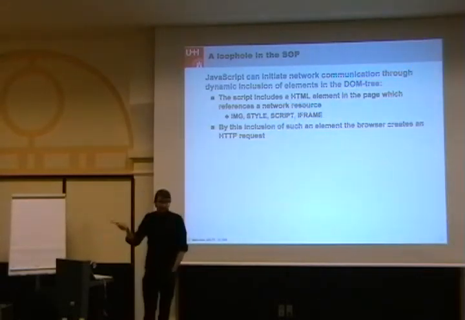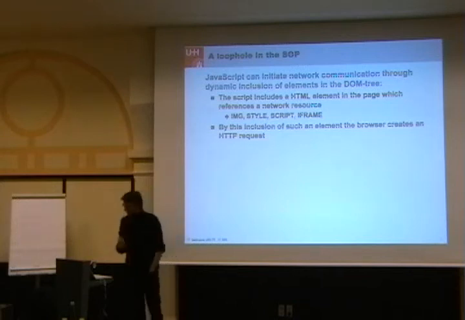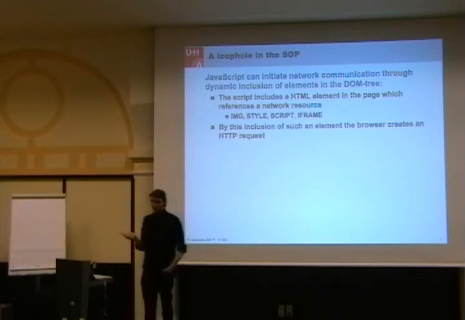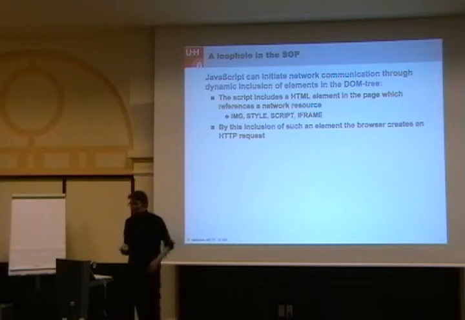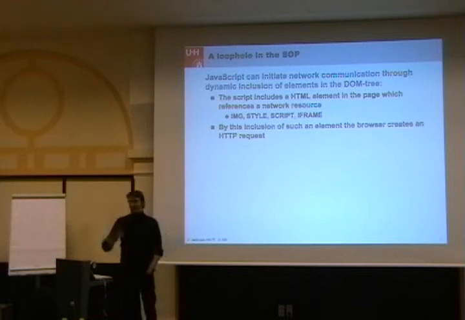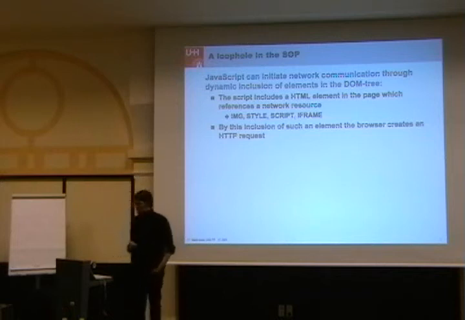There's a loophole in the same origin policy, and the loophole dates back from the very, very beginning of HTTP and HTML. We have a couple of elements in HTML that implicitly cause HTTP requests. Image, style, script, iframe. Those are all tags that reference external entities, and so if the rendering engine of the web browser encounters those entities, the web browser causes another HTTP request.